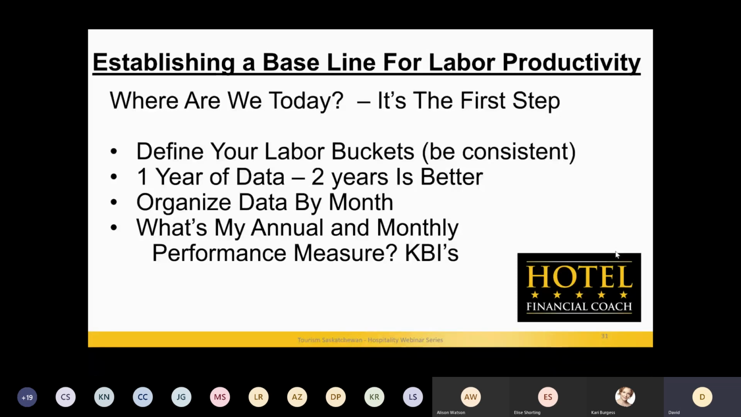So what you need to do is, one, define your labor buckets. Be consistent. Who is a room attendant? Who's in housekeeping? Who's at the front desk? Figure out what those positions are, set it up so that those position departments and buckets are separate. What you're going to want to do is go back at least a year, if not 2 years, and collect this data. Organize it by month. Get those hours per month for each one of those buckets.